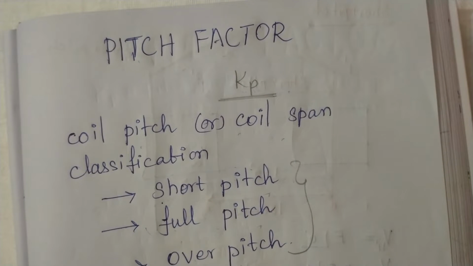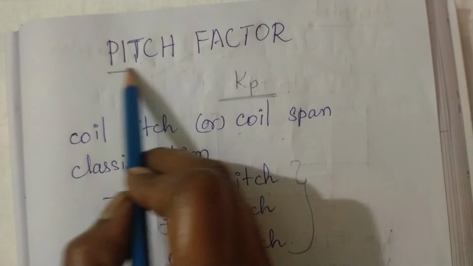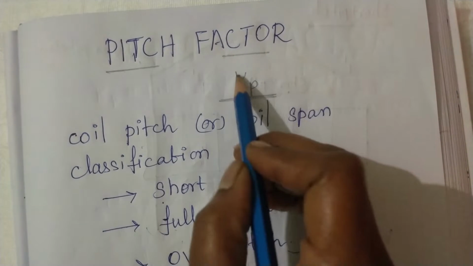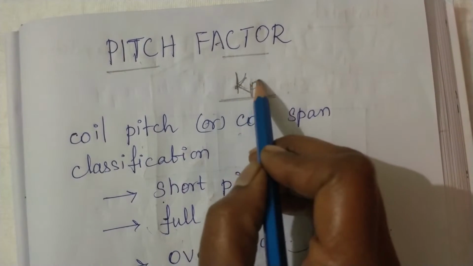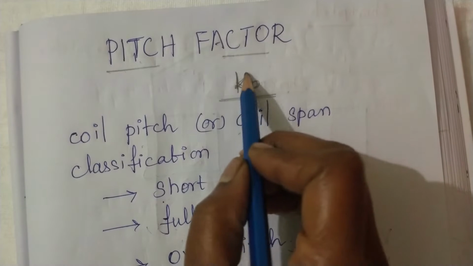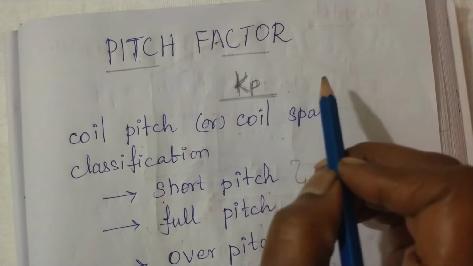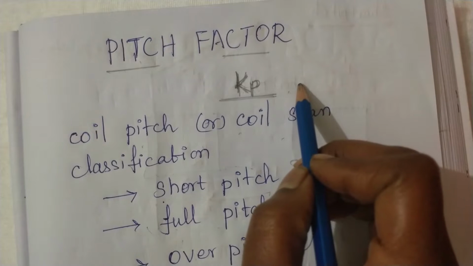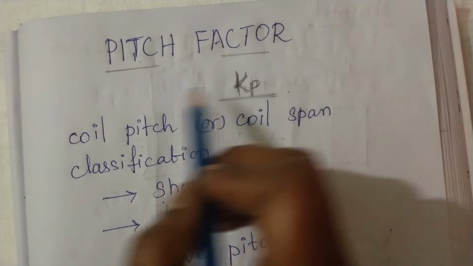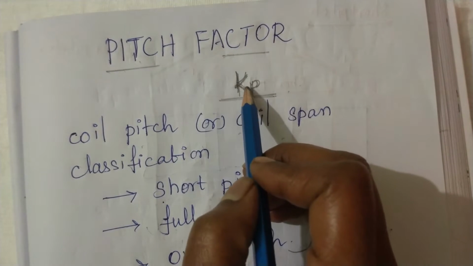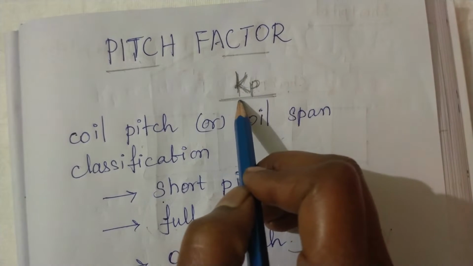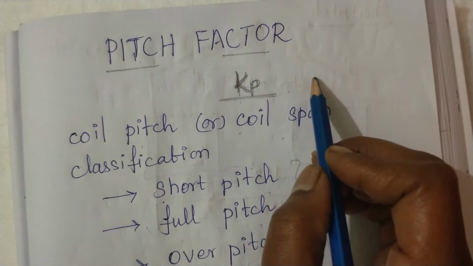In this video we are going to see about pitch factor. Pitch factor is represented as Kp. Okay, the Kp is one of the main factors in the EMF equation of an AC machine, right? And the Kp value varies with respect to the coil span variation.